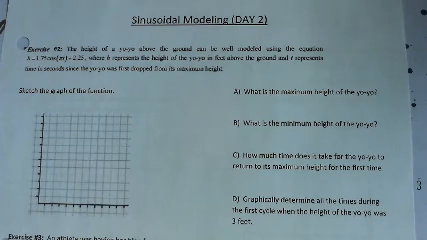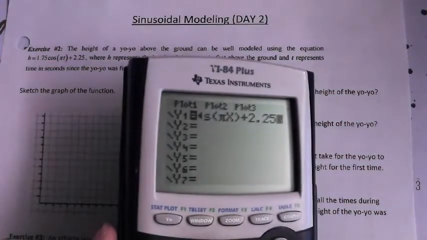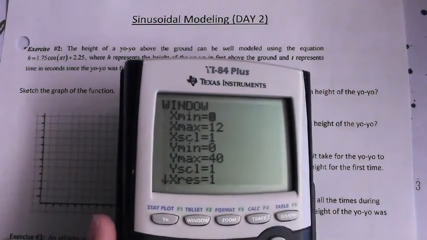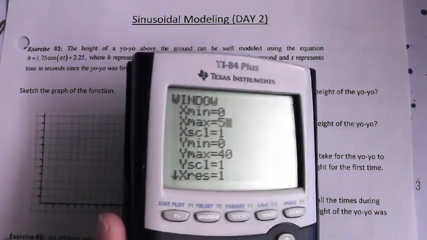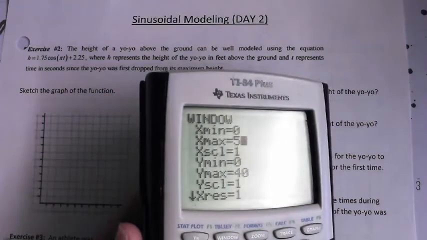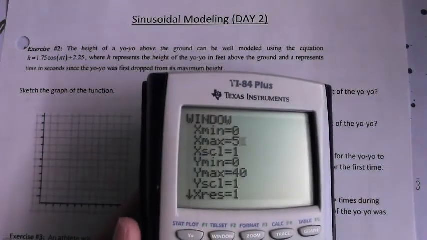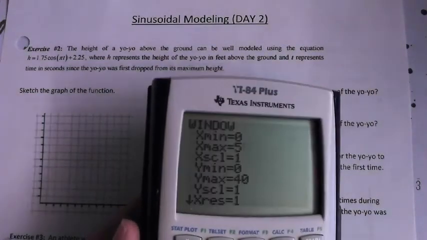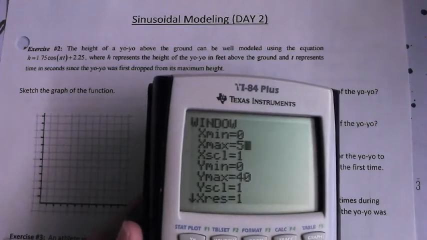Maybe a second? Right, so if you're doing a yo-yo, you're dropping it, you're getting it back up, maybe a second. So maybe we just look at the first 5 seconds, because I would think we get a couple cycles in. So if I do the window from 0 to 5 seconds, because that's what my x-axis stands for, time in seconds, my y-axis is getting at the height of the yo-yo.